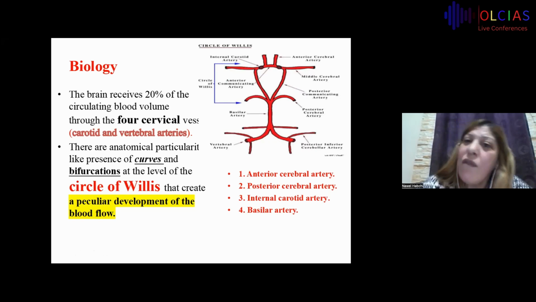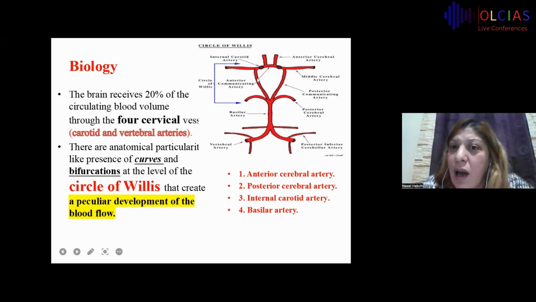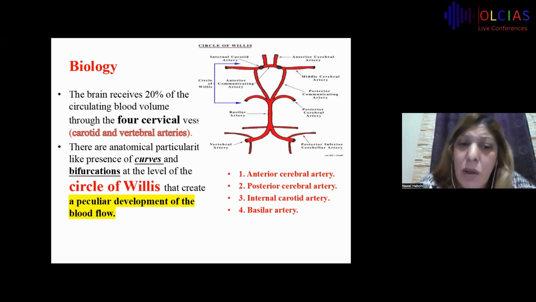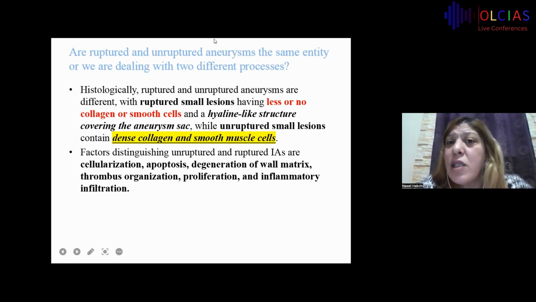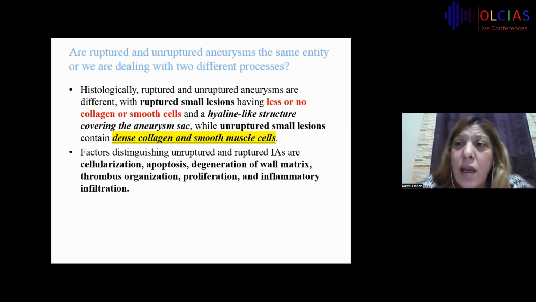And look here, we have some particularities. We have 2 curves and also some bifurcations. These bifurcations and curves at the level of the circle of Willis create a peculiar development of the blood flow, and it leads to the emergence of some aneurysms. We pose one question. Is a ruptured aneurysm the same entity, or are we dealing with 2 different processes? So what is the difference between the 2 kinds of aneurysm? In this case, there is the intervention of histology.